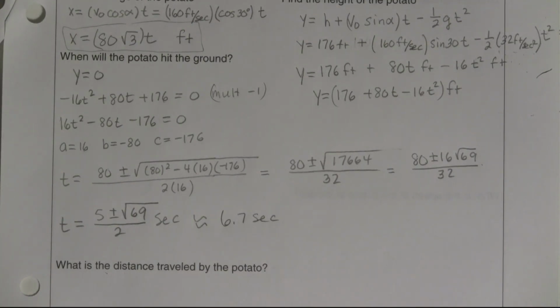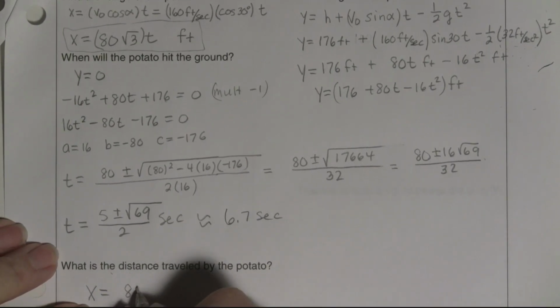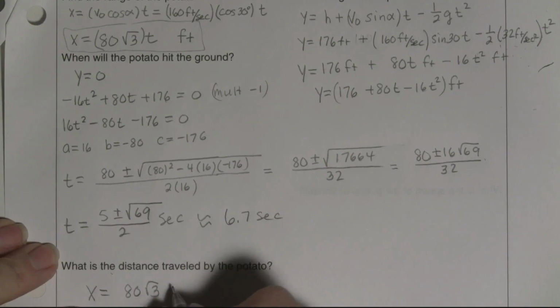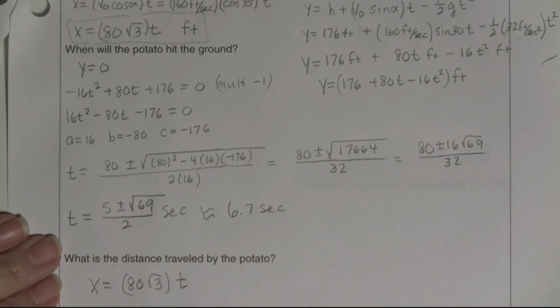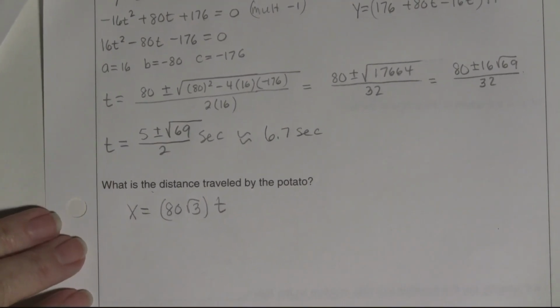So now we know the time, right? So this is when it hits the ground, right? And so we want to find the range where the potato is. We know that the formula is x equals 80 times the square root of 3 multiplied by the time. And this would be in feet, and now we know the time.